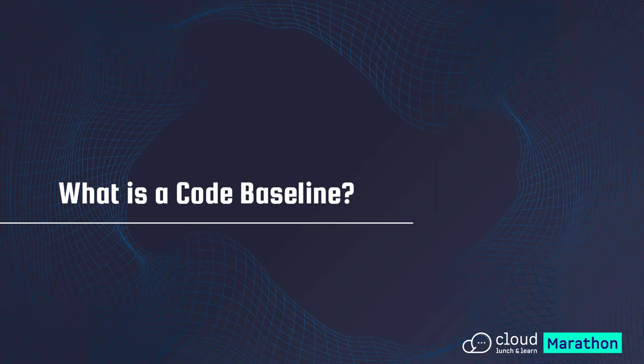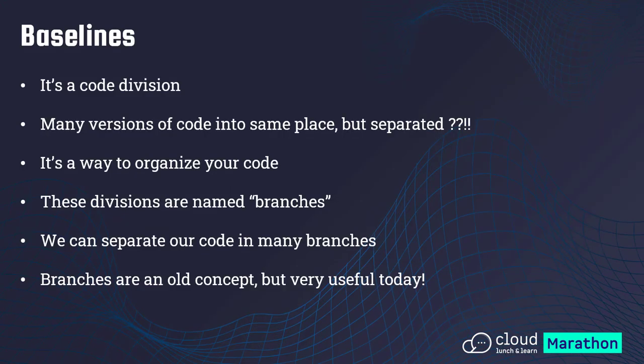Okay, what is a code baseline? Baseline is a code division. Many versions of code in the same place, but separated. It's a way to organize your code. These divisions are named branches. We can separate your code into many branches according to your company and your scenarios. Branches are an old concept, but very useful today.